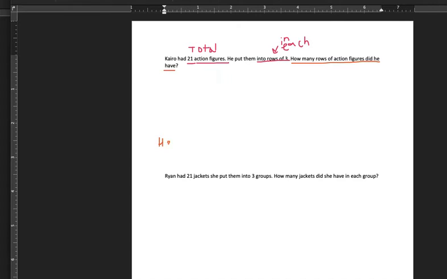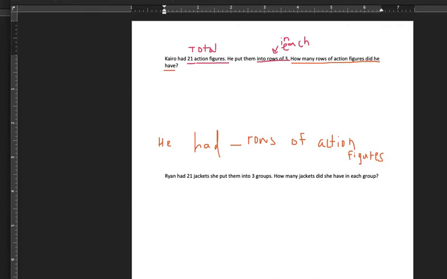He had blank rows of action figures. That is helping me set up my answer statement so I can solve this problem.